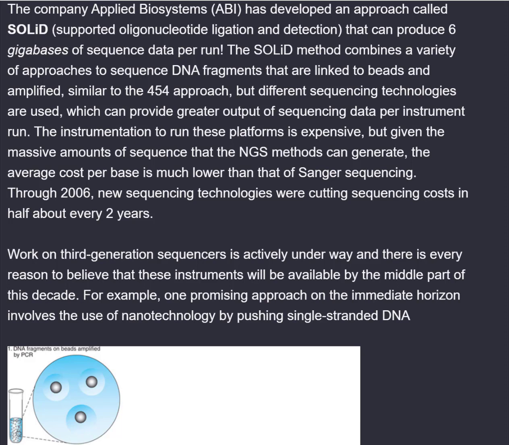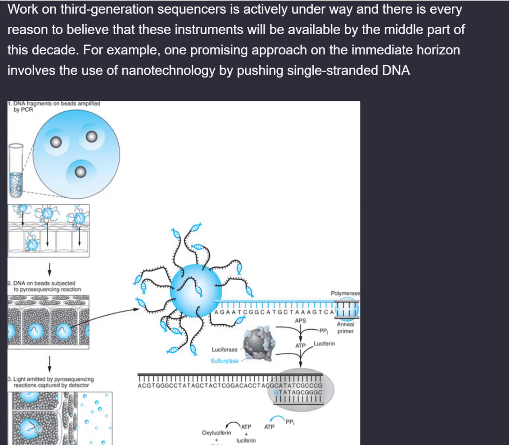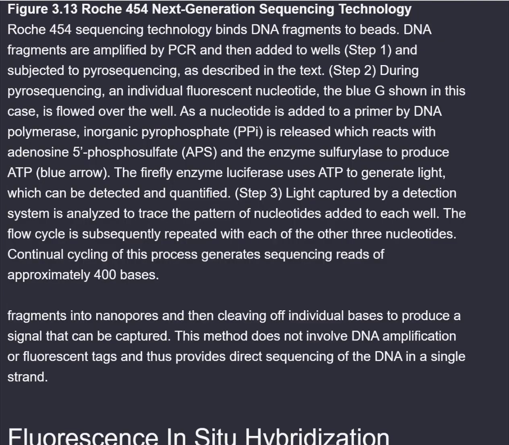Through 2006, new sequencing technologies were cutting sequencing costs in half about every 2 years. Work on third-generation sequencers is actively underway, and there is every reason to believe that these instruments will be available by the middle part of this decade. For example, one promising approach on the immediate horizon involves the use of nanotechnology by pushing single-stranded DNA.